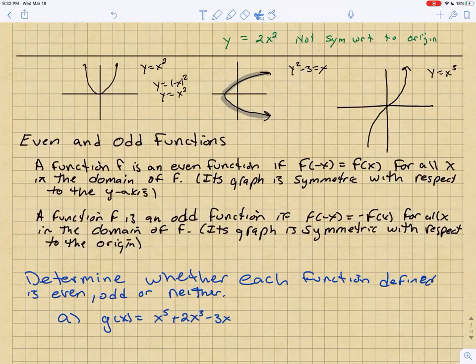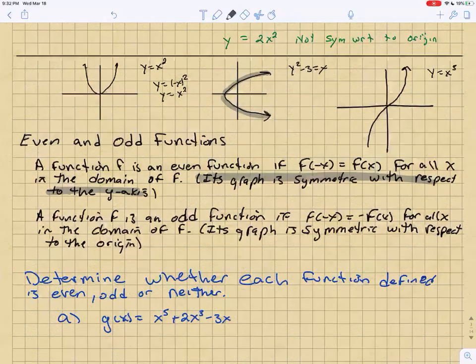Okay, so we've talked about that. Now let's talk about even and odd functions. The function f is an even function if f of minus x equals f of x for all x in the domain of f. It's a graph that is symmetric with respect to the y-axis. So that's nice to know.